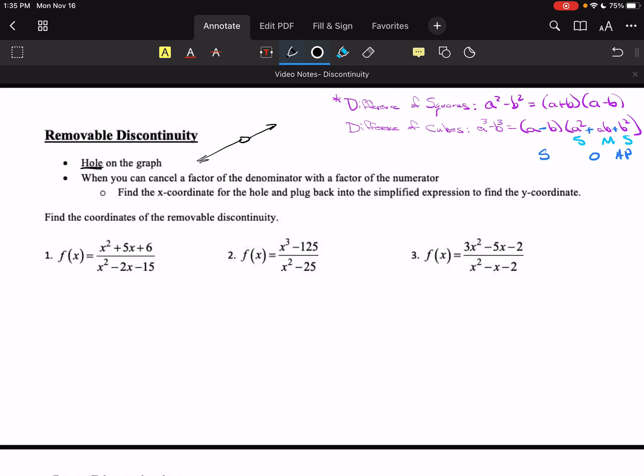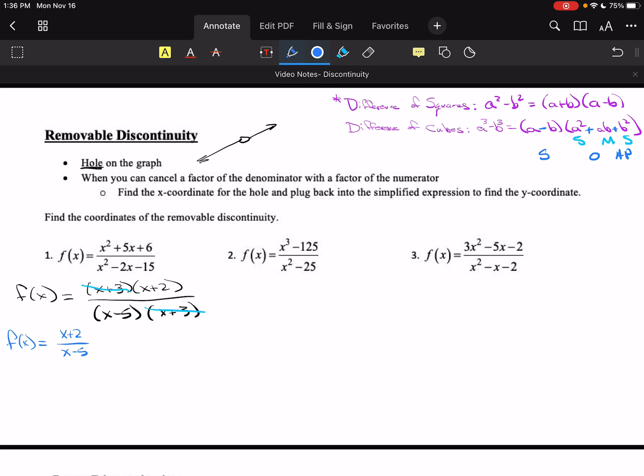So looking at number one, we're going to start by factoring everything. So factoring the top, factors of 6 that add up to 5, I would get x plus 3, x plus 2. The denominator, factors of negative 15 that add up to negative 2, I would get x minus 5 and x plus 3. Now, I notice that I have an x plus 3 on top and bottom, so that is where things cancel. Okay, so that's where that removable discontinuity is going to come from. So my new function after I simplify is going to be x plus 2 over x minus 5.